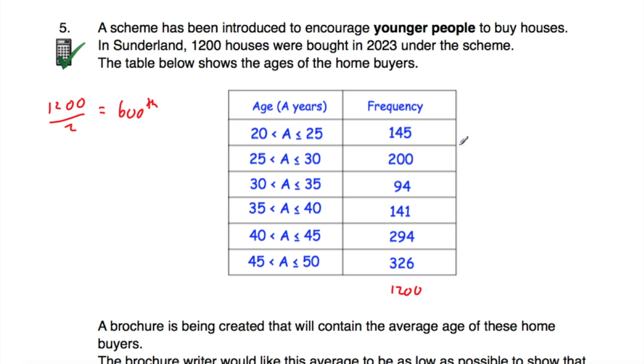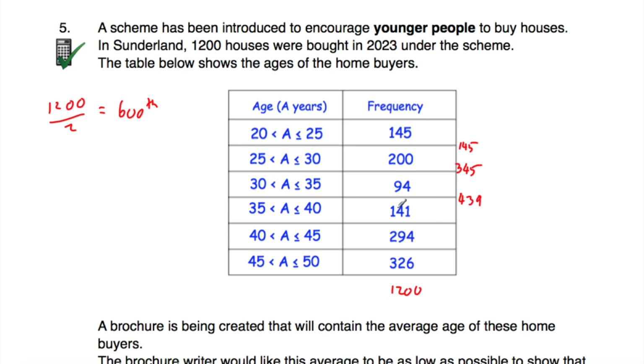No. I'm just going to write down up to the end of that category is 145. Is the 600 value in there? Well, adding another 200 would be 345. No, the 600 one's not in there. I'm going to do this on my calculator. 345 plus 94 is equal to 439. So is the 600 value in there?